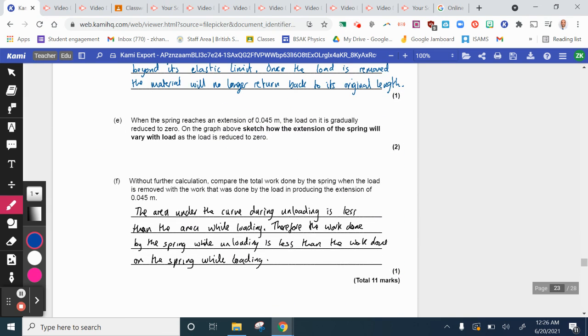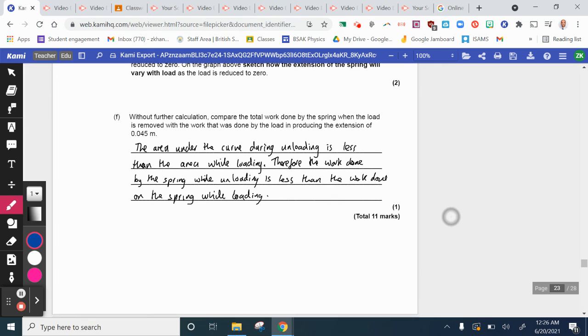So the area under the curve during the unloading is less than the area while loading. Therefore, the work done by the spring while unloading is less than the work done on the spring while loading. So, linking area to work done and comparing the two different areas.